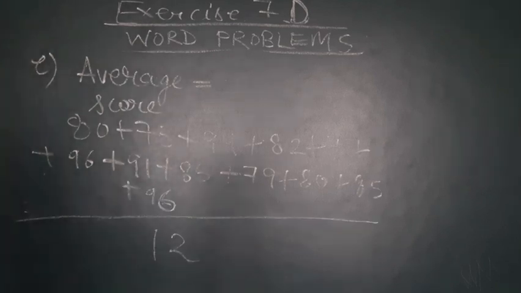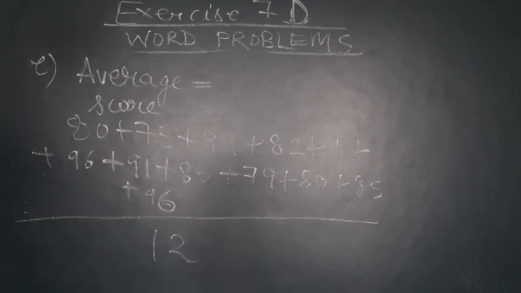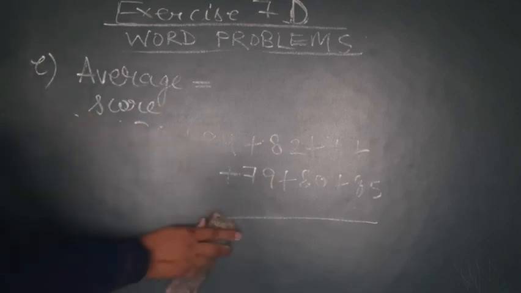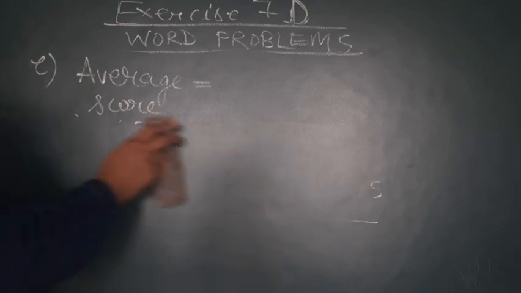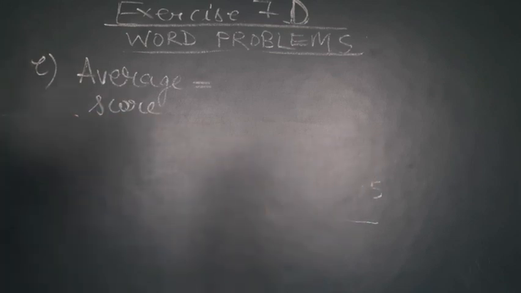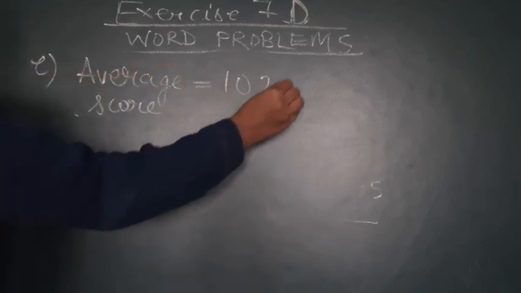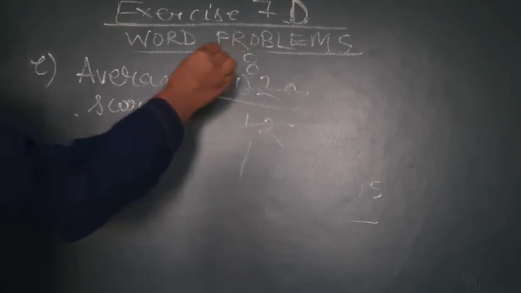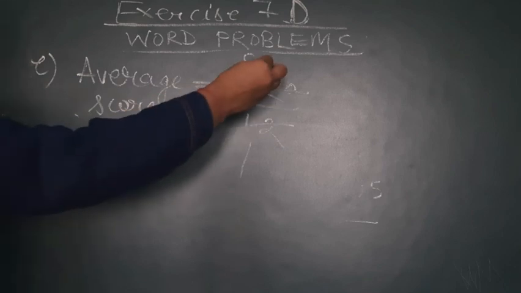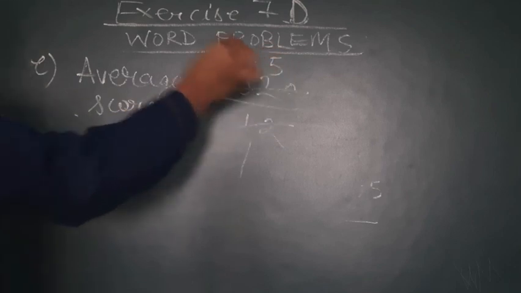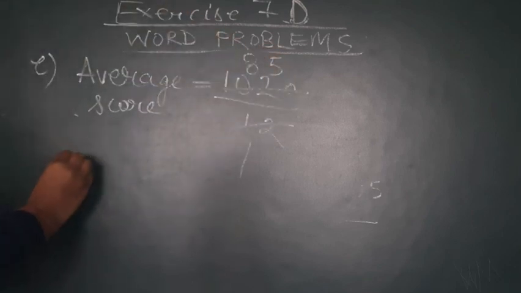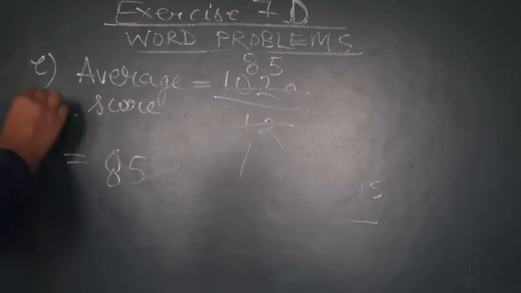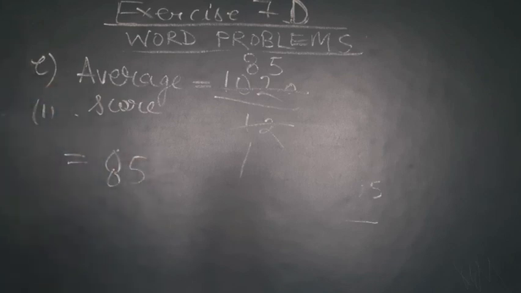So the total, that means the sum of all the marks, is 1020. Now 1020, I am writing this 1020 divided by 12, okay, to find the average score. 1020 will be divided by 12. So 12 eights are 96, and after that 6 will be remaining, so 12 fives are 60. So the average score is 85 marks. So we have done the first option of question number E.